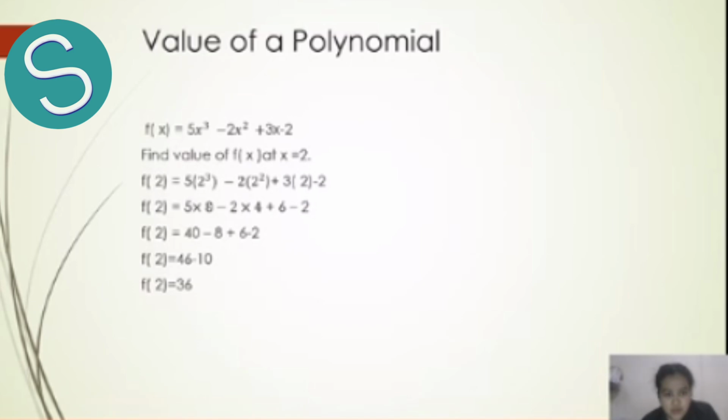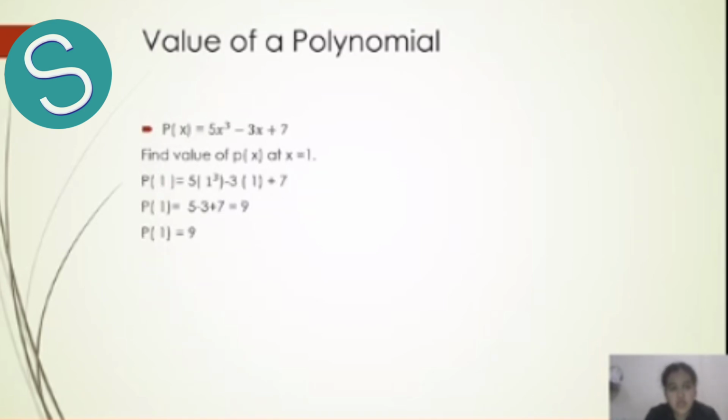So 2 cube equals 8. So 5 into 8. 2 square is 4. So 2 into 4, plus 6, minus 2. So it will give me 40 minus 8 plus 6 minus 2, which equals 46 minus 10, which equals 36. The value of the given polynomial at x equals 2 is 36.